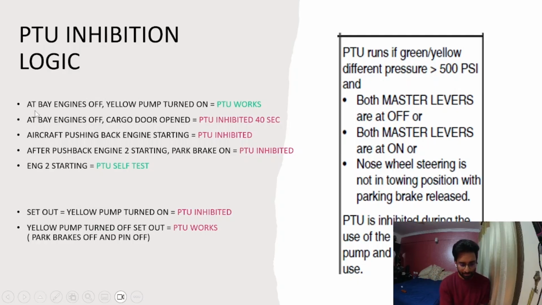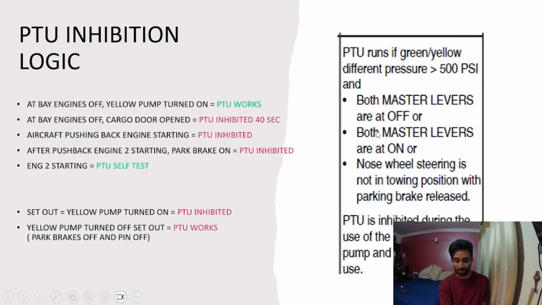So at the bay, your engines are off, so both your master levers are off. You turn on the yellow electric pump. So what is going to happen? The yellow pump is turned on, your yellow gets pressurized to some 3000 psi, right? When it reaches 500 or above, it is going to show a difference of 500 between the yellow and the green. So the first condition is ticked.